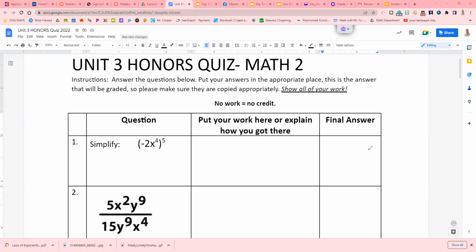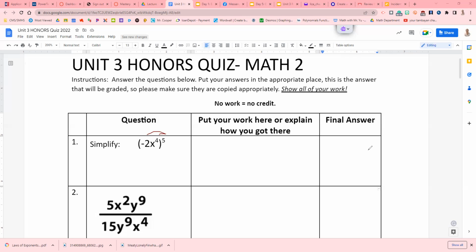So today you will witness how this quiz should be answered. So first thing for number 1, to simplify negative 2x to the fourth raised to the fifth power. This is expanded rule where the outside exponent should be equally distributed to the inside terms.